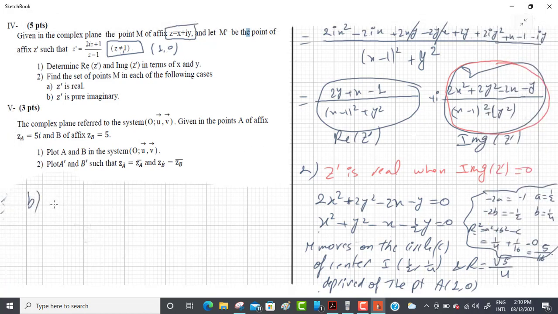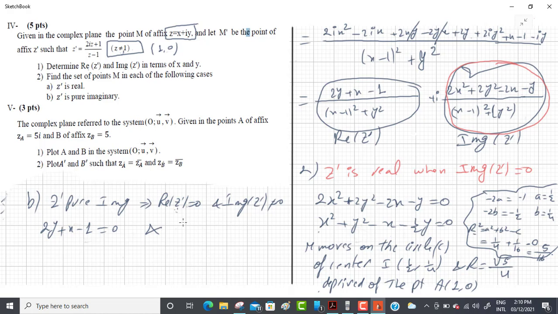Z prime pure imaginary. We have two conditions: real part of z prime equal to 0 and imaginary part of z prime not equal to 0. Real part of z prime equal to 0. This fraction is equal to 0 when the numerator equal to 0. So 2y plus x minus 1 equal to 0, and imaginary part not equal to 0.